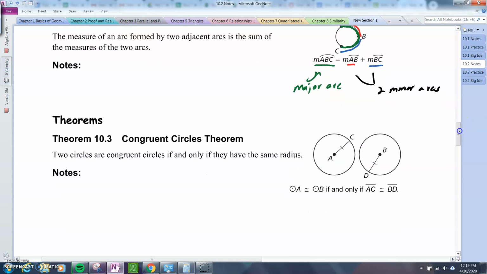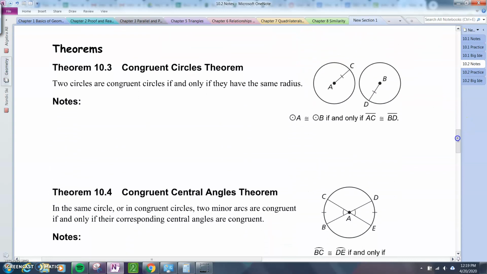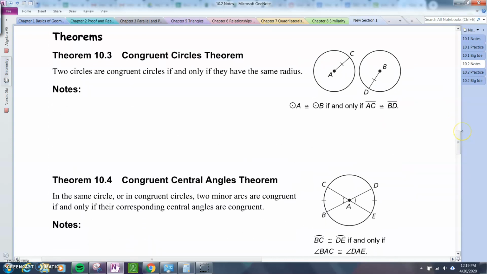We'll see how that's going to work in a few of your problems. All right, keep moving on. Theorem 10.3, the congruent circles theorem: two circles are congruent if and only if they have the same radius. That just means that if the radius is the same, in this case AC equals BD, then they have to be congruent circles, meaning they'll really look like the same size.